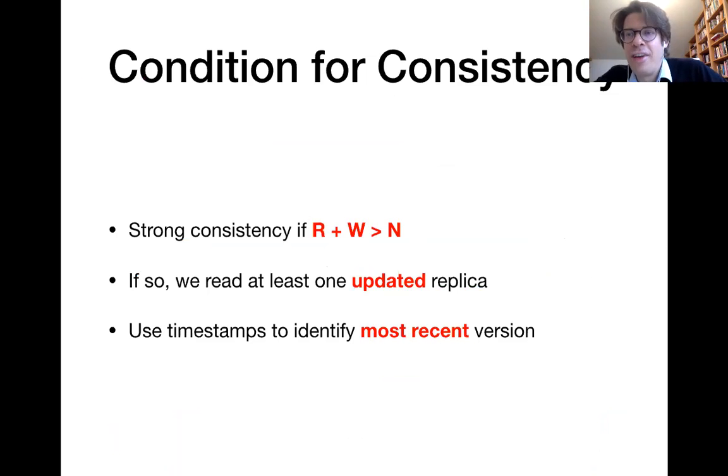You have the outline that summarizes what I just said. So if this formula holds, then we can guarantee strong consistency, because whenever we read replicas, we are sure that we read at least one replica with the most up-to-date version. Are there any questions on this currently?